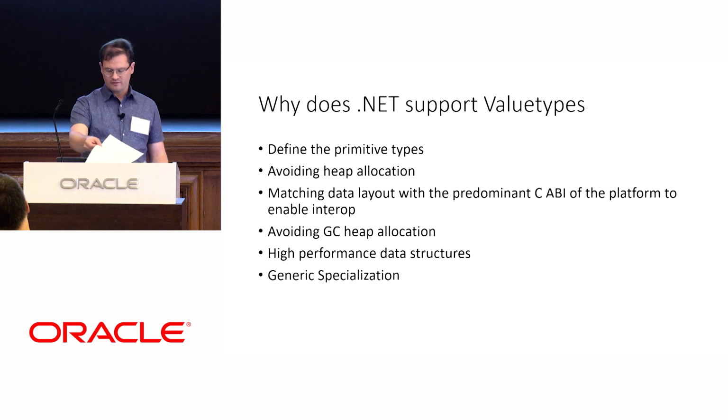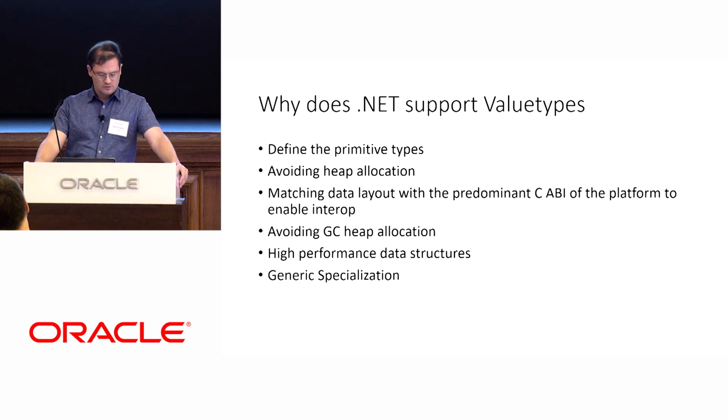So why do we support value types? We use them, as I said, to define primitive types. We use them to avoid heap allocation. In the previous presentation, there was an example of reducing allocation by 1000x. This does happen in practice. We see customers actually do this. We do this internally in our frameworks where we say, we could optimize this. We'll use a value type here, and we'll get it to go a lot faster.